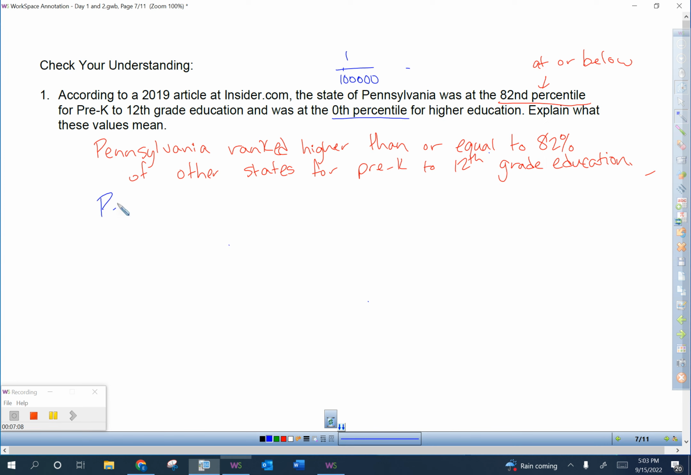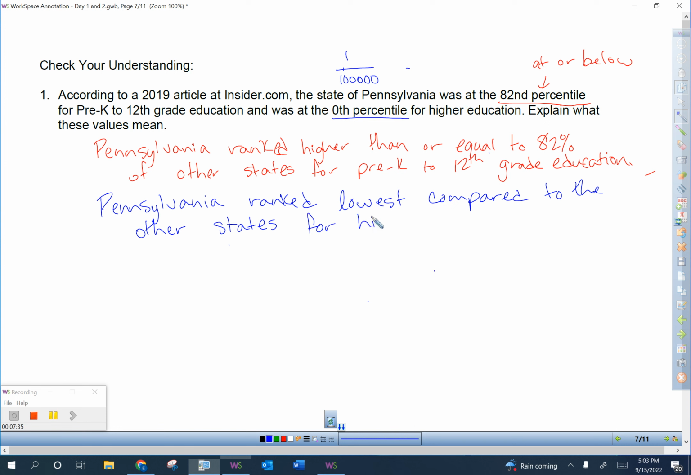So Pennsylvania, always going to include context here, ranked lowest compared to the other states. And this one was for higher education. So they were not doing a good job. Okay.